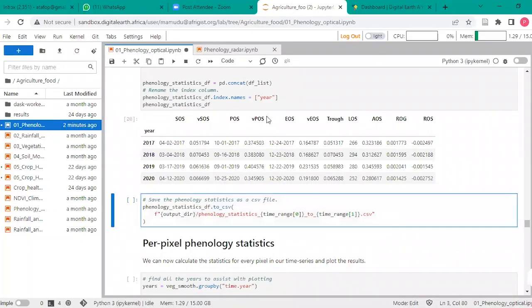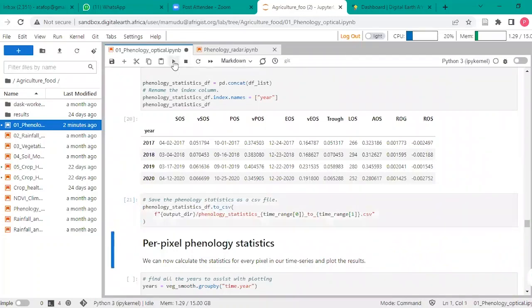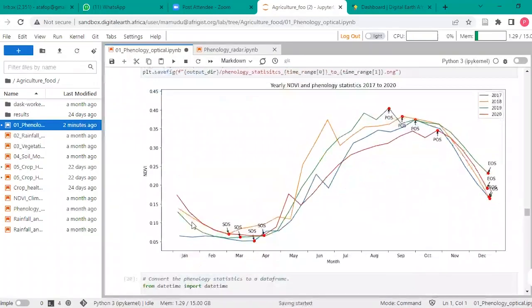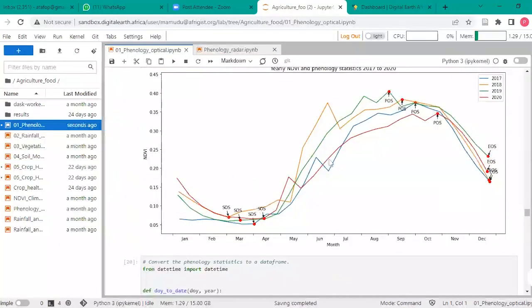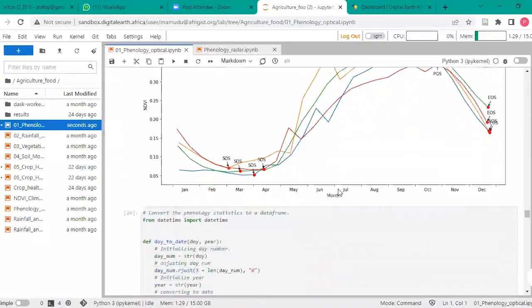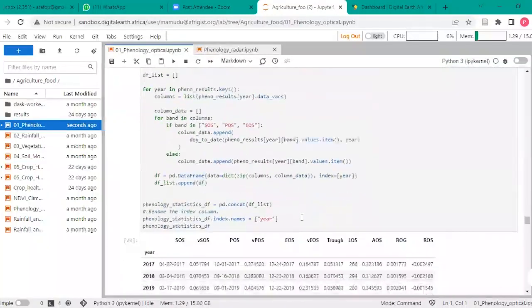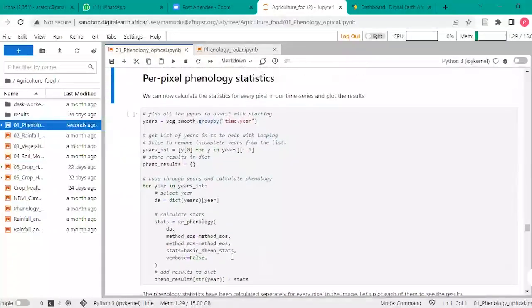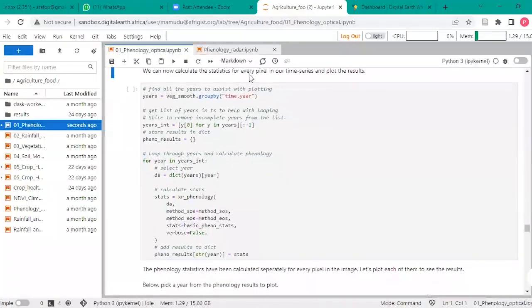And now this saves the outputs into the working folder. This is all fine and good, giving us an explanation of the phenology across the year, but it will be more visual if we're able to see the per pixel phenology. And so next we are going to calculate the per pixel phenology using the data sets provided in the previous cells.